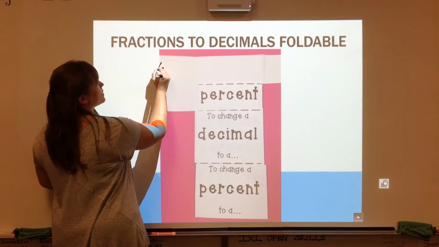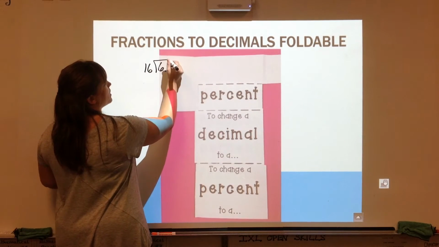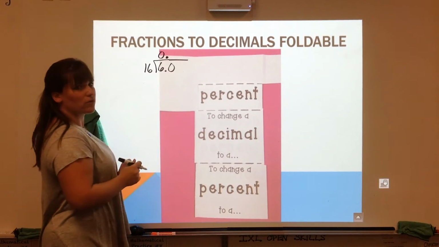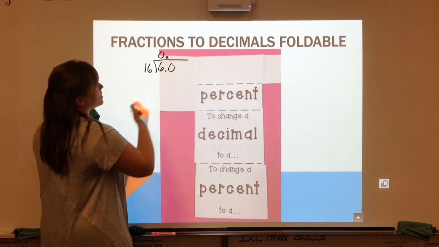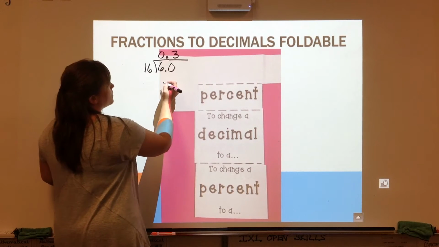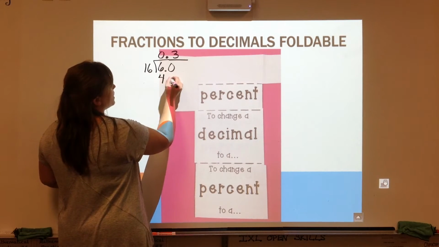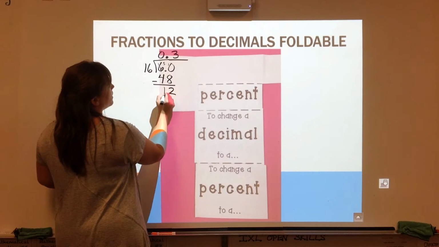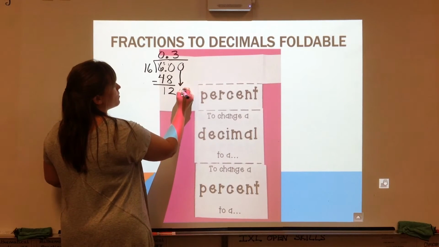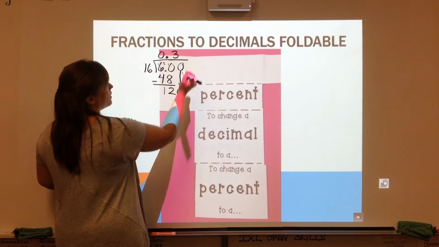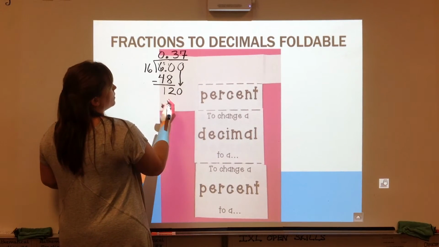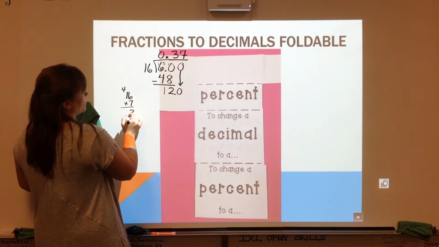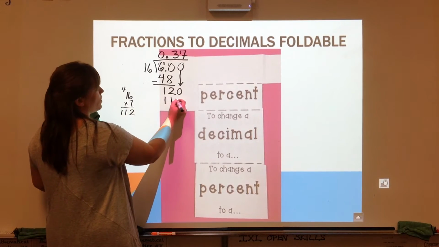We are going to have 6 and then 16. We're going to annex a 0, so it's 60. Remember, the decimal point goes there. We're going to hold the place value with the 0. And then 16 times 3 is going to be 48. When we subtract, we're going to have a 2 and a 1. We have to annex and keep going. We have 120. That's actually going to be a 7, because 16 times 7, 42, and then 7 and 4 is 11. So we have 1, 1, 2.